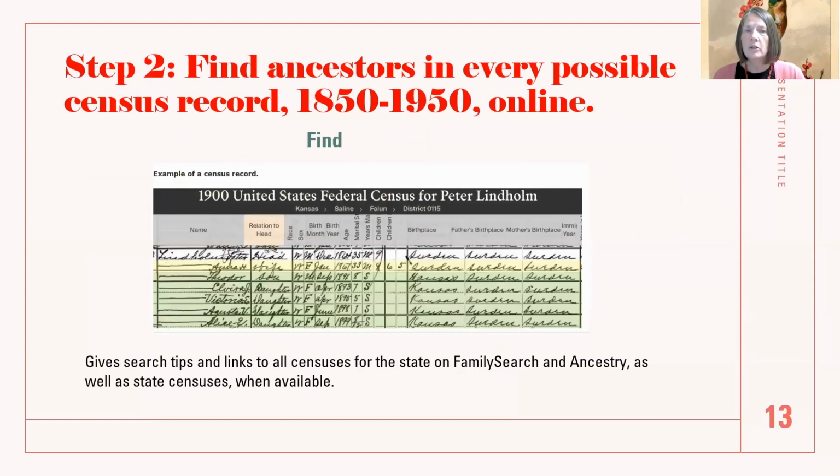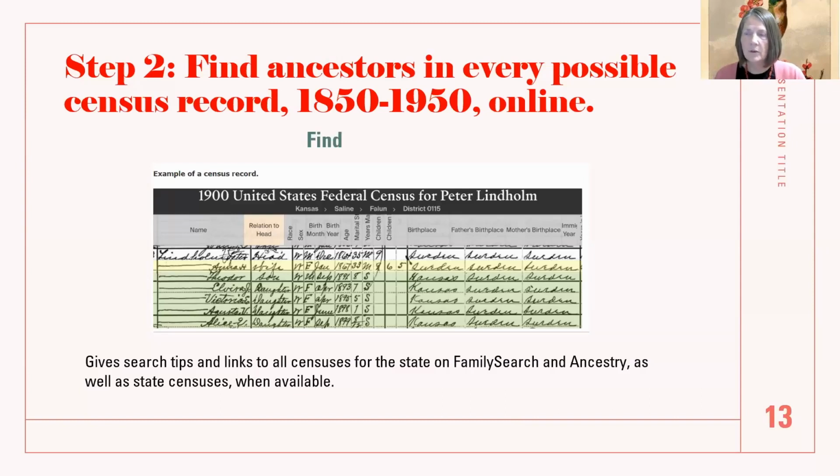So step number 2 then on the step-by-step page is find ancestors in every possible census record. So you've already done your choosing, you've already done your gathering. So now we're going to start looking for the records. So find the ancestors first in the census record.